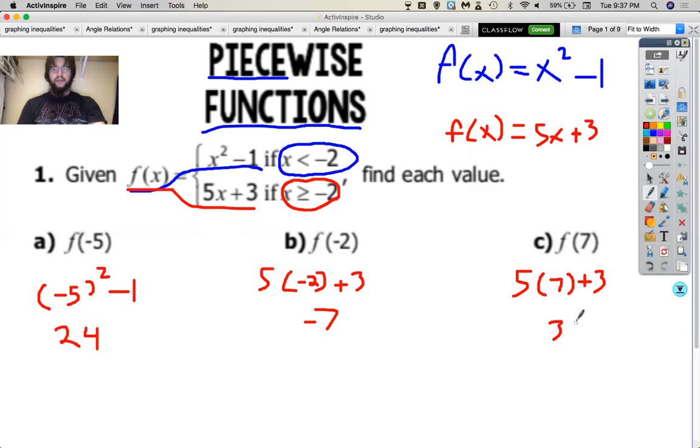All right, and you get 38. Use a calculator. So to evaluate a piecewise function, the first thing you got to do is figure out which piece you need to use, and that's based entirely on your x, your input. Where x is your input. What am I putting in that thing? -5, so that's going up in this section. Let's try another one.